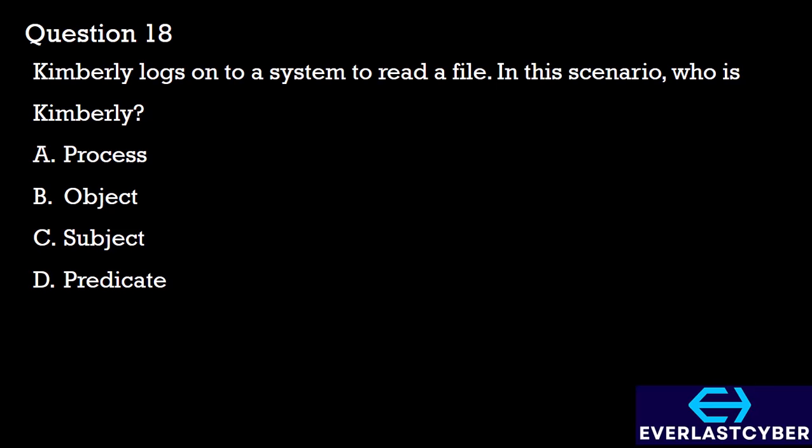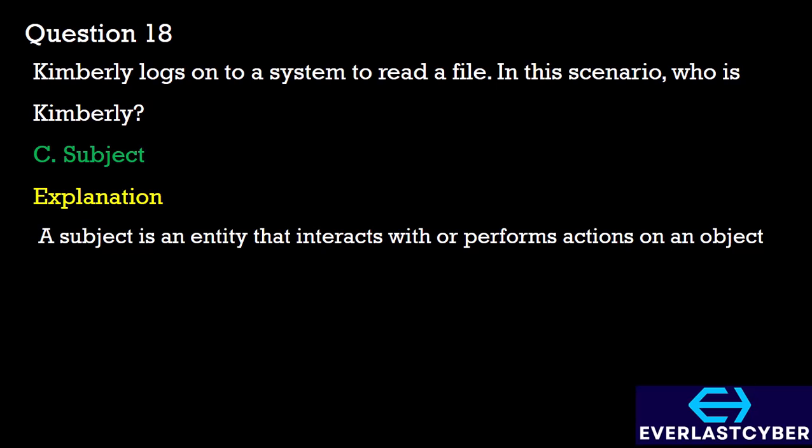Predicate is a part of a rule or policy that specifies conditions for access. However, it is not a person or an entity. So in this scenario, Kimberly is the subject. Option C. She is the one that interacts with or performs action on an object, which is the file.